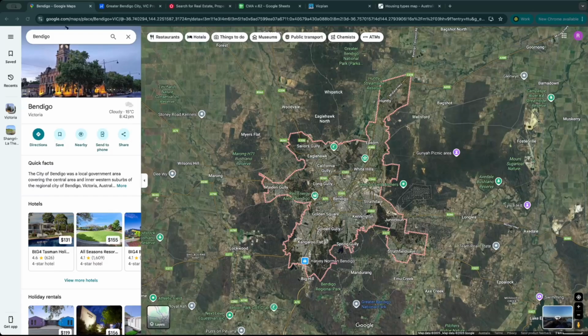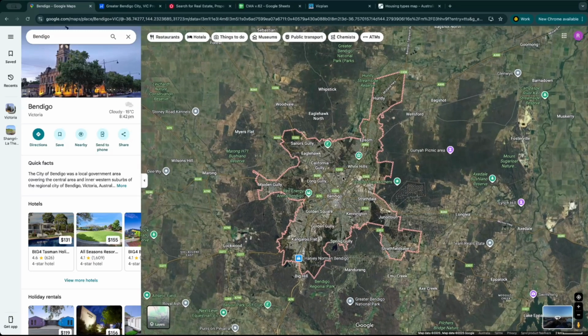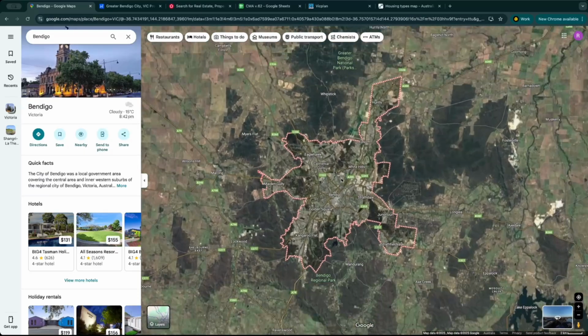Now, personally, I'm in search for my next investment property. Bendigo is one of those locations that I'm currently considering. And so this is literally how I would go about searching for that next investment property in Bendigo. Now, let's just do a quick summary on Bendigo as a whole.